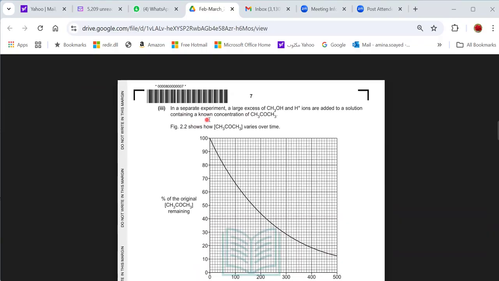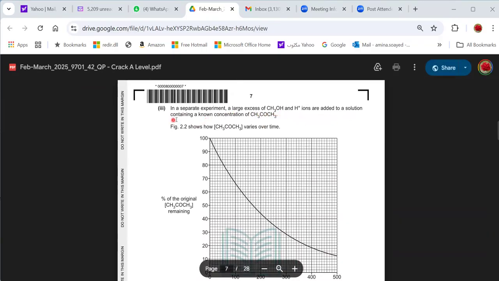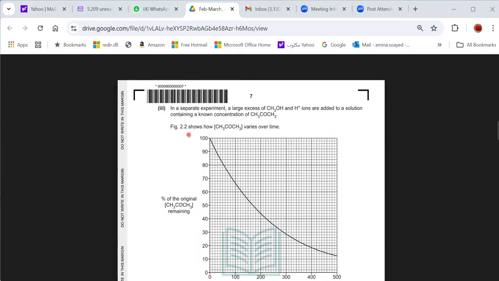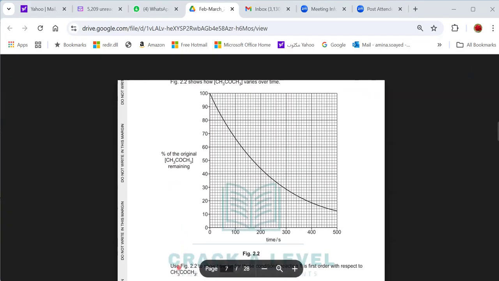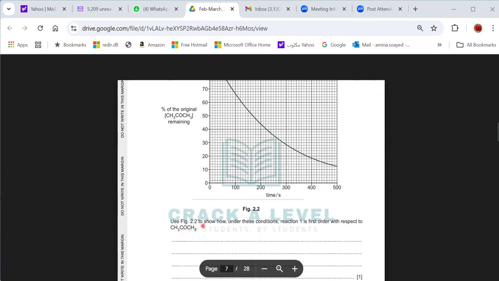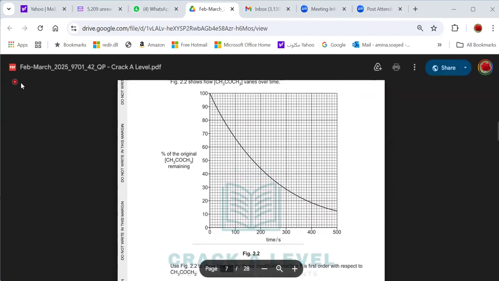They said in a separate experiment, a large excess of methanol and hydrogen ions are added to a solution containing a known concentration of propanone. So figure 2 shows how the propanone concentration varies with time. Now they said use figure 2 to show how under these conditions reaction 1 is first order with respect to the propanone. So of course, we know that in order to prove that it is first order, we have to take the half-life times. And if the half-life times are equal or nearly equal, this means that it's first order.